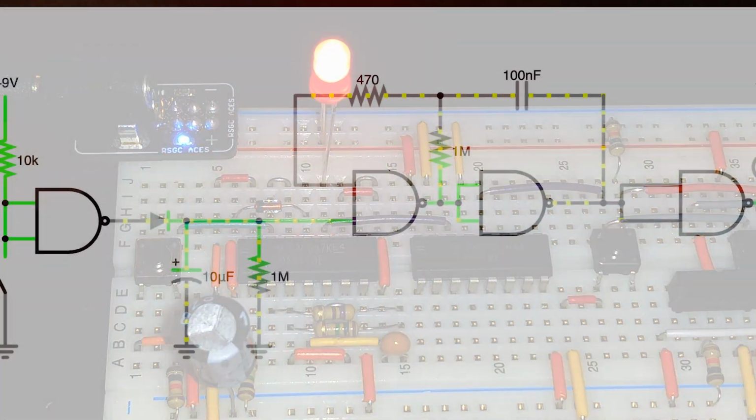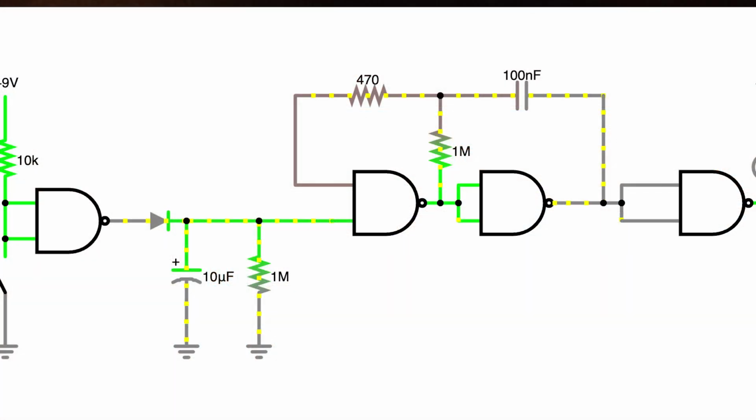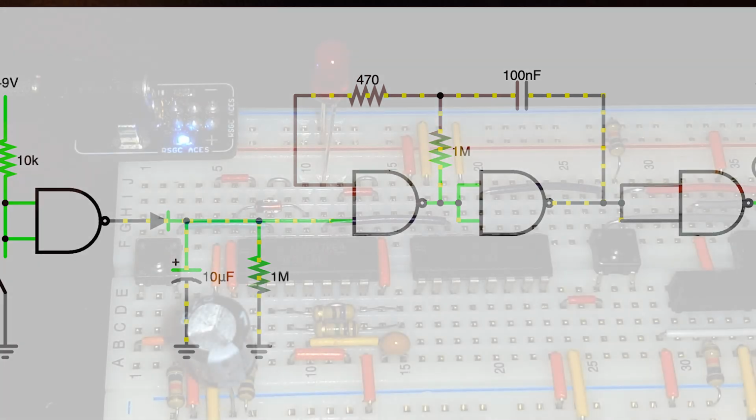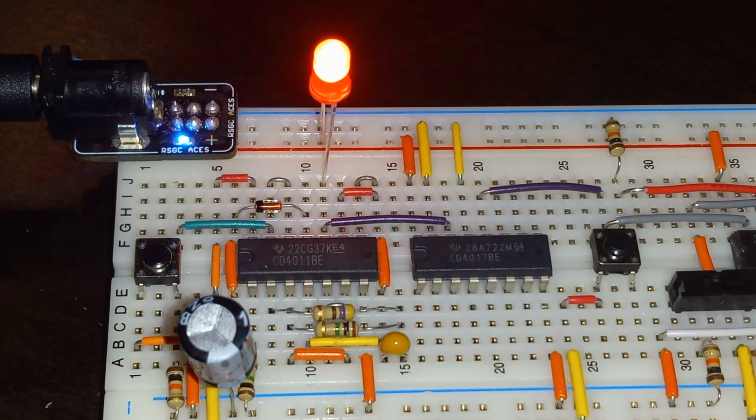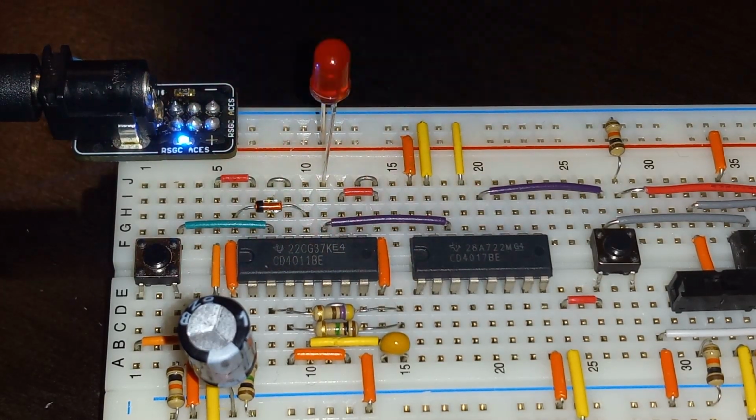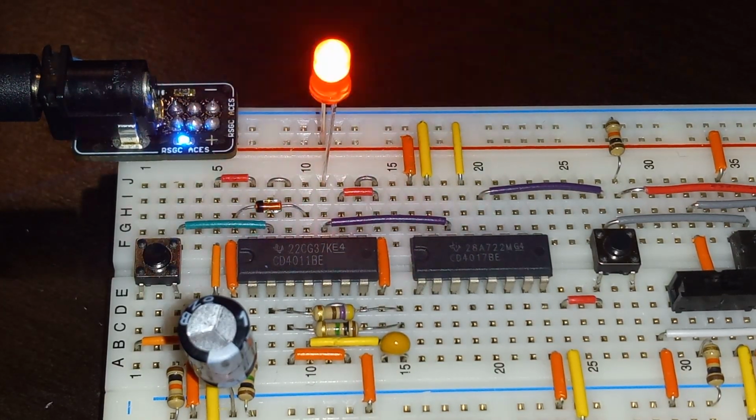When the current goes to the capacitor, it discharges towards the fourth NAND. This causes the fourth NAND to present low, allowing the LED to turn on. When the capacitor finishes discharging, it starts to charge back up, making the input leads of the fourth NAND high and causing the LED to turn off.